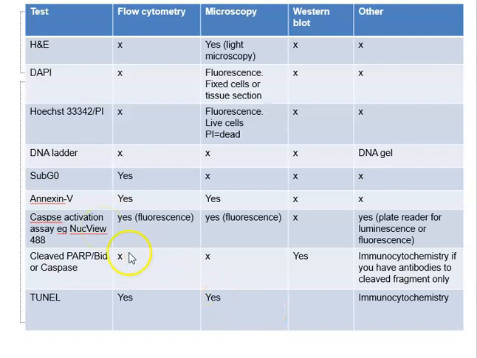And then we've got our caspase activation assays. I used one called NucView 488. That's the fluorescent green substrate that caspase 3 cleaves, releases the green substrate, and that goes and binds the nucleus, and we can do that by flow cytometry or fluorescence microscopy, or we can use the luminescent version using a plate reader that detects luminescence.